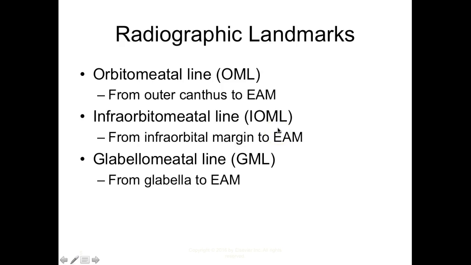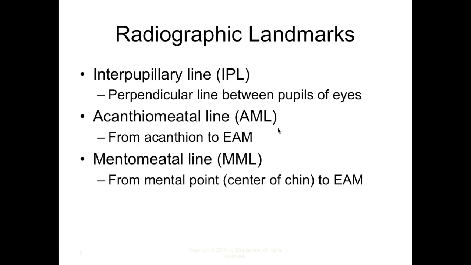So the lines that we're going to talk about is the orbitomeatal line, so the OML is from the outer canthus to the EAM. Your infraorbitomeatal line, and as you can assume, it's just below the orbitomeatal line, and that's your IOML, and that's from your infraorbital margin to your EAM. Then you have your glabellomeatal line, which is your GML, and is from your glabella to your EAM. You have your IPL, which is your inner pupillary line, so it's a perpendicular line between the pupils of your eyes.